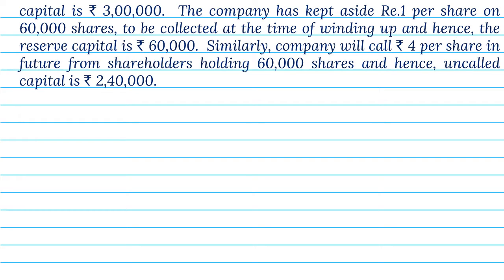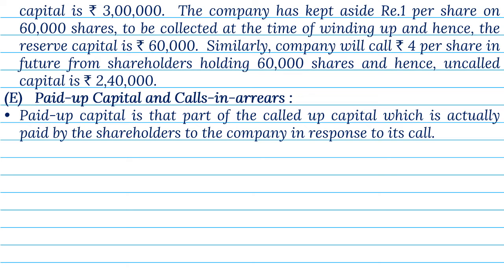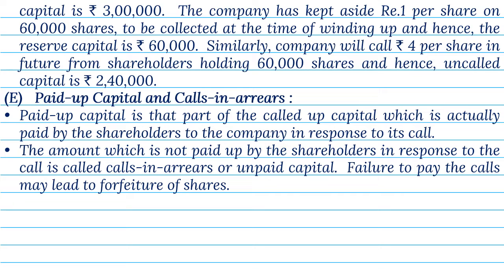Similarly, company will call rupees 4 per share in future from shareholders holding 60,000 shares, and hence, uncalled capital is rupees 2,40,000. E. Paid up capital and calls in arrears. Paid up capital is that part of the called up capital which is actually paid by the shareholders to the company in response to its call. The amount which is not paid up by the shareholders in response to the call is called calls in arrears or unpaid capital. Failure to pay the calls may lead to forfeiture of shares.